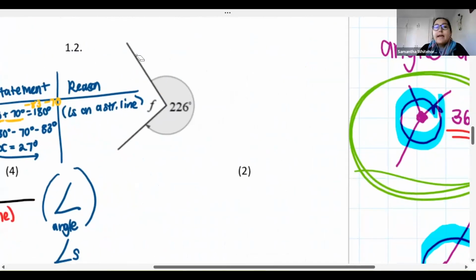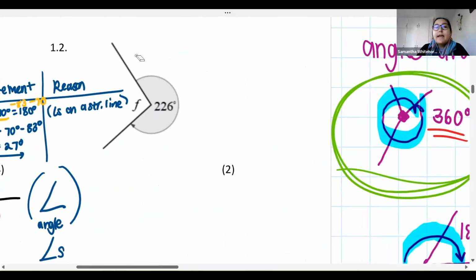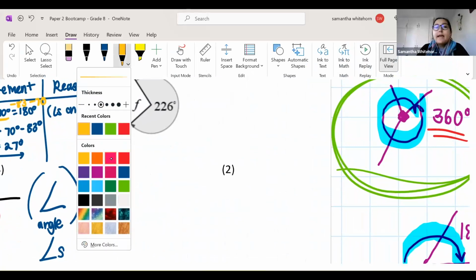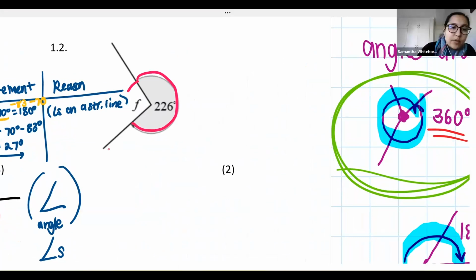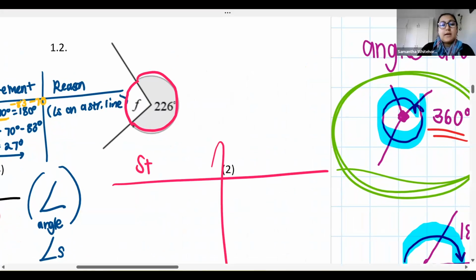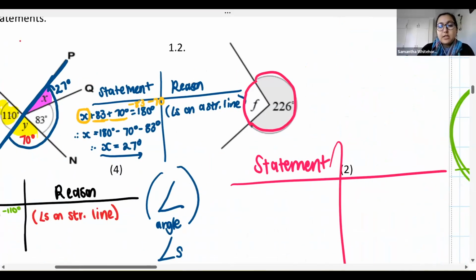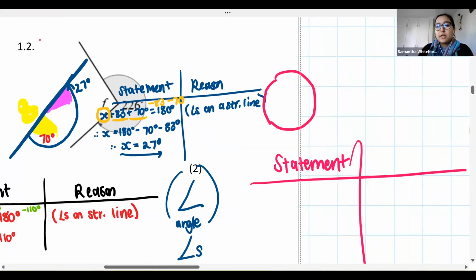So let's look at 1.2. What I see here is that I have got 2 angles. The angles look a bit different to what we used to, but they're angles. We've got this reflex angle 226, and we have got this angle F. Now, if you look at the pink shape I've drawn, that's a circle. And so what that means is that if I add those 2 angles together, I must get 360 degrees.